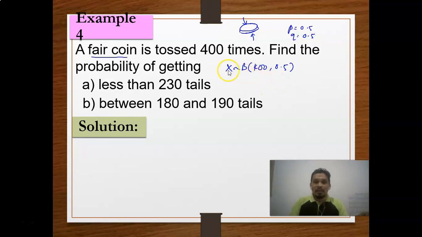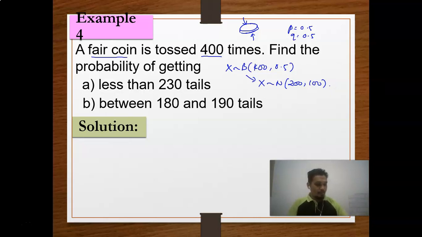Since the number of trials is greater than 50, we are going to transform into a normal distribution with parameter of mean 400 times 0.5 equal to 200. And the parameter of variance is 400 times 0.5 times 0.5, which is 100. That is the normal approximation.